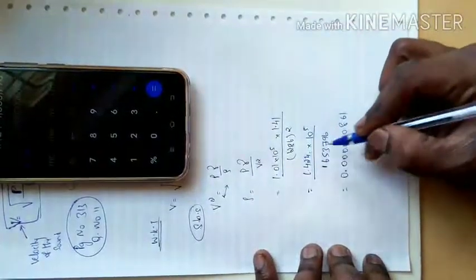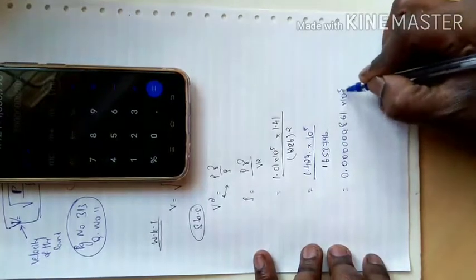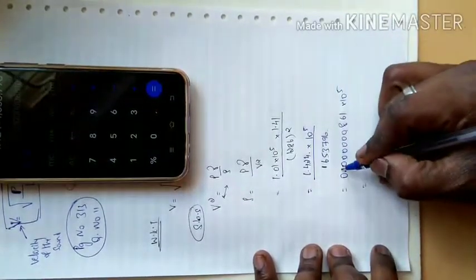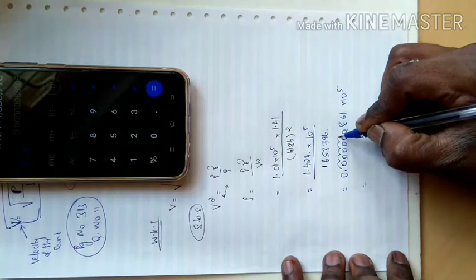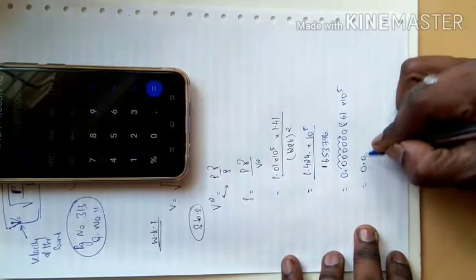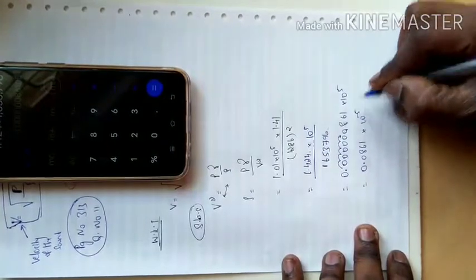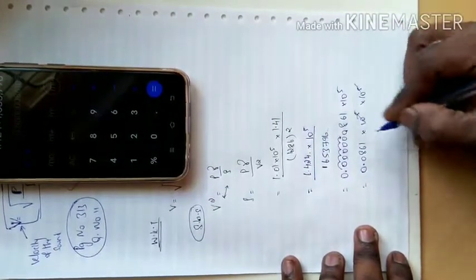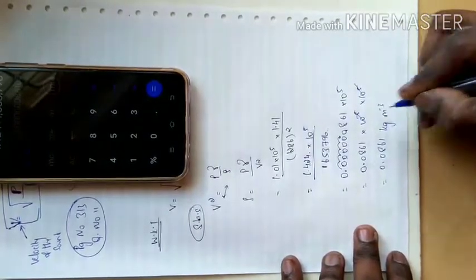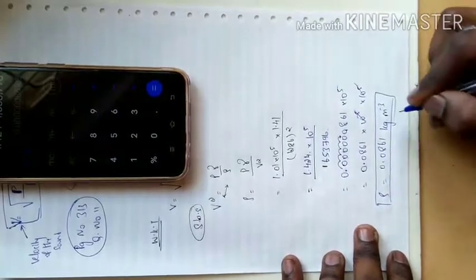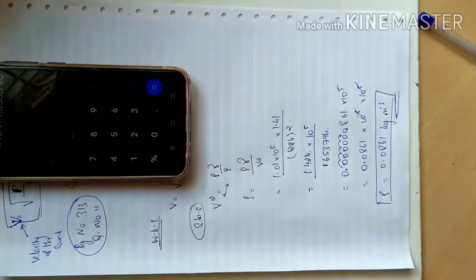If you divide 1.42 by this, you will get 0.60861 into 10 to the power of 5. I am going to shift 5 points: 1 2 3 4 5. If I shift 5 points to the right, I get 0.0861 into 10 to the power of minus 5, into 10 to the power of plus 5. Plus 5 and minus 5 get cancelled. So 0.861 kg per meter cube. This is the value of density of hydrogen. Is that clear? Just direct substitution based on this method.